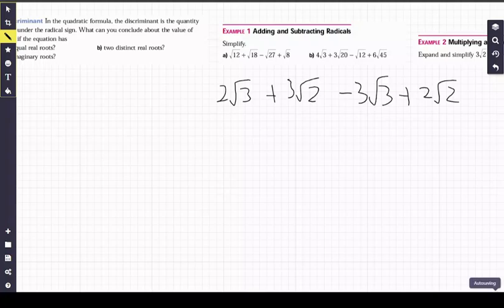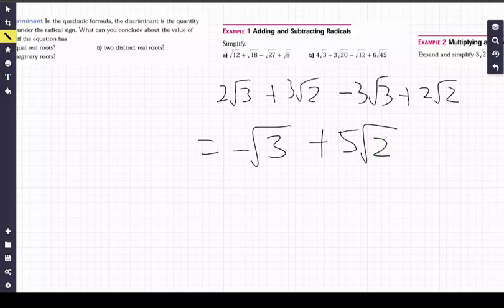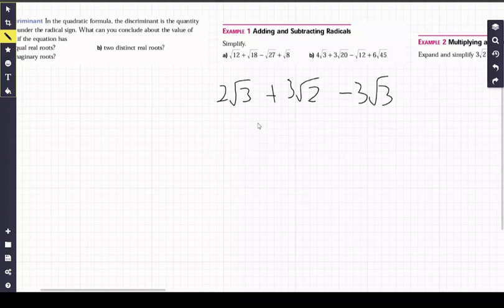Now, we can only add them together if their square root part is the same. So for example, 2 root 3 and negative 3 root 3 have the same radical part, being root 3. We can go ahead and do 2 minus 3. What is that? Negative 1. And then we don't write the 1 at all, so that's going to be negative root 3. And then 3 plus 2, that's going to be 5, and we can't get rid of the radical part, that's plus 5 root 2. So remember, we can only add the terms together if they have the same radical part. If they don't, we can't do anything about it.